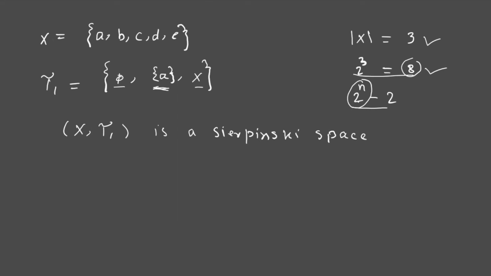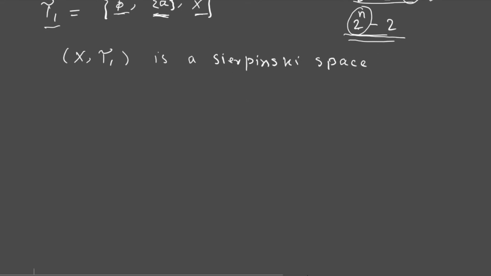Of course, these are the subsets that can be created other than phi and X. So these are the number of Sierpinski topologies that can be constructed on a topological space from a non-empty set X. Okay, hope you have understood Sierpinski topology, and now we are taking another example to understand topology.